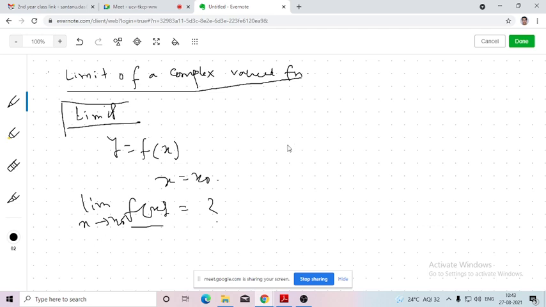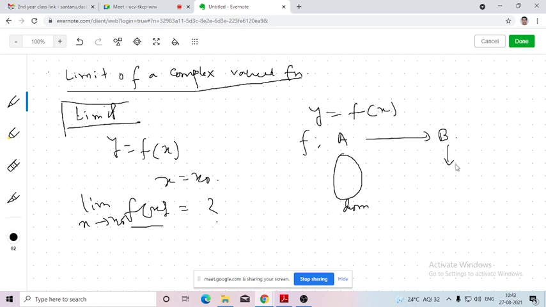Okay, this is partially right, but just let me discuss this. While we are defining a function y equals f(x), that function should be defined on a set that is called a domain, and the definition of the function lies in the codomain. So this is the domain, and this is the codomain. So A and B.